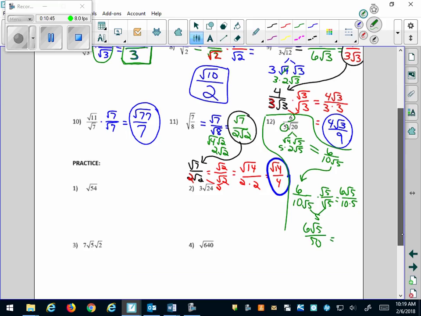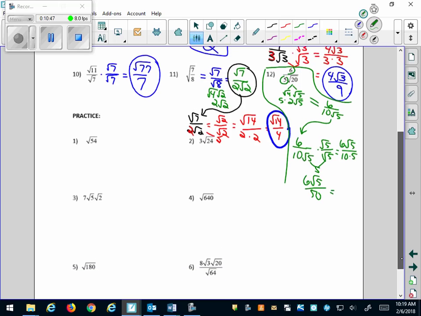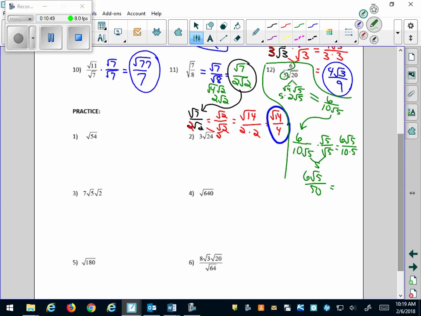And again, radicals work a little bit like variables, where, like if I had 6x over 50, I could simplify the 6 and the 50 and leave the x alone, right? So the same thing here. We're going to leave the square root of 5 alone, but I could simplify the 6 over 50 because both can be divided by 2, and we'll get 3 over 25. So 3 root 5 over 25 would be your final answer.